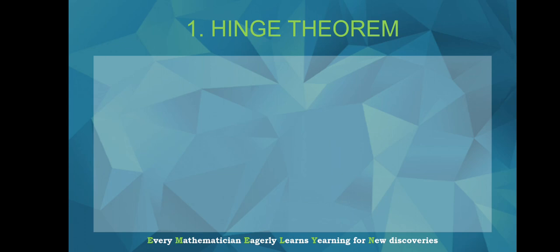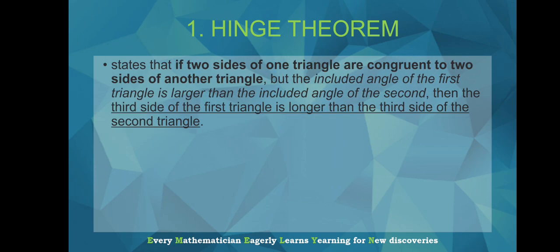Now, let's proceed to the first theorem in inequalities in two triangles, the Hinge theorem. It states that, if two sides of one triangle are congruent to two sides of another triangle, but the included angle of the first triangle is larger than the included angle of the second, then the third side of the first triangle is longer than the third side of the second triangle.